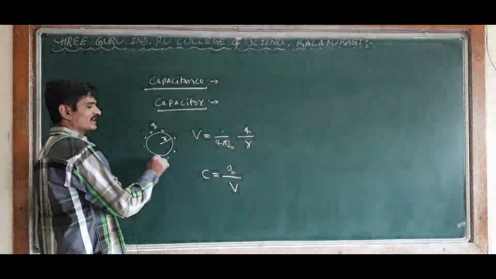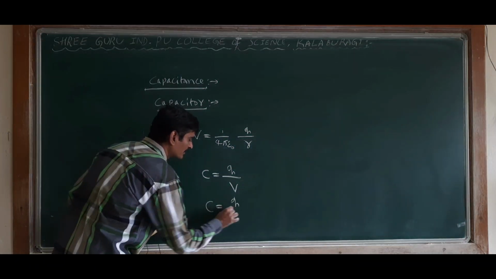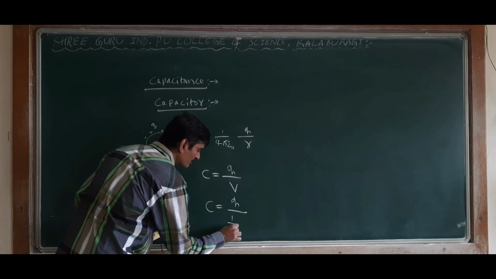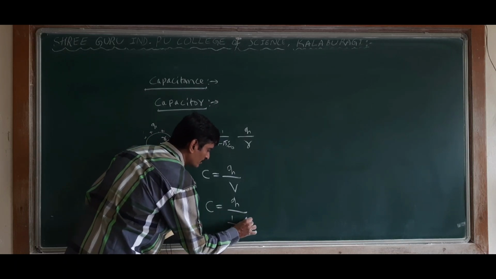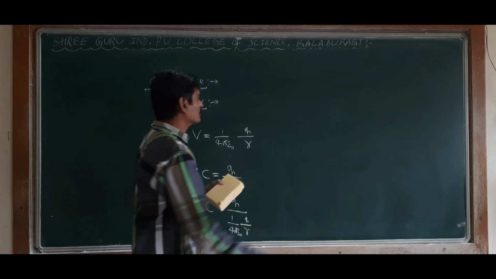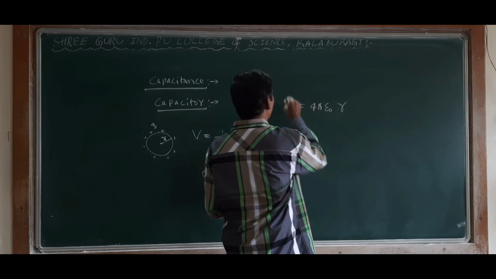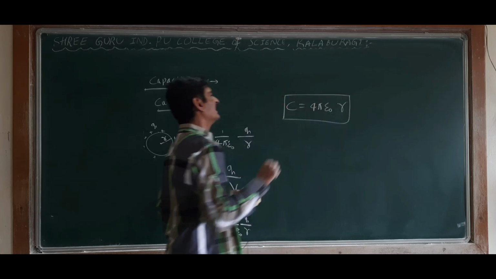Q is the amount of charge stored on the capacitor and V is the potential. So C is equal to Q divided by V. V is 1 by 4 pi epsilon naught Q divided by R. Now Q gets cancelled, so you can write C is equal to 4 pi epsilon naught into R. That is the capacitance of an isolated conductor.